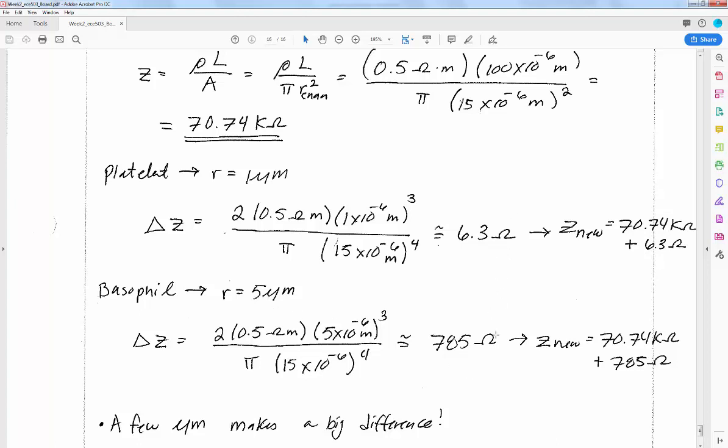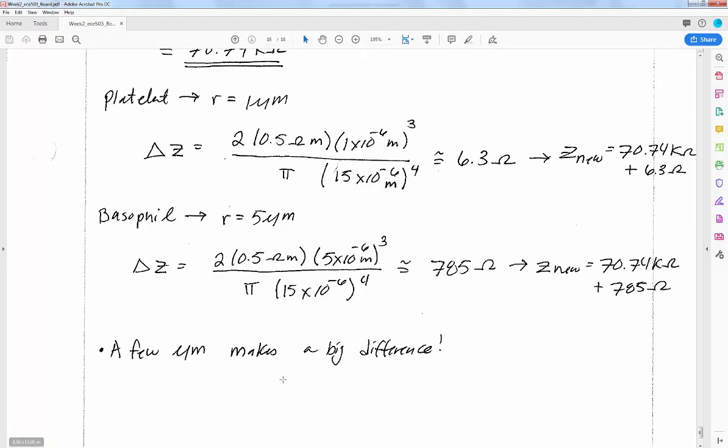Well, obviously, it's to the cube power change in resistance. So that's quite a bit. And so yes, a few micrometers does make a difference in terms of the kind of impedance changes you're going to measure when you're doing this.